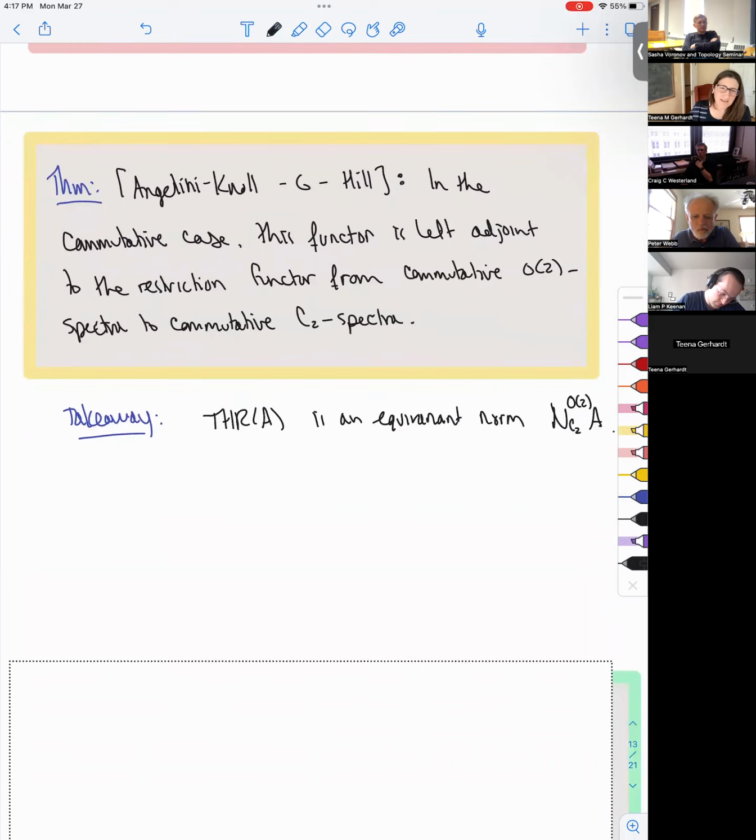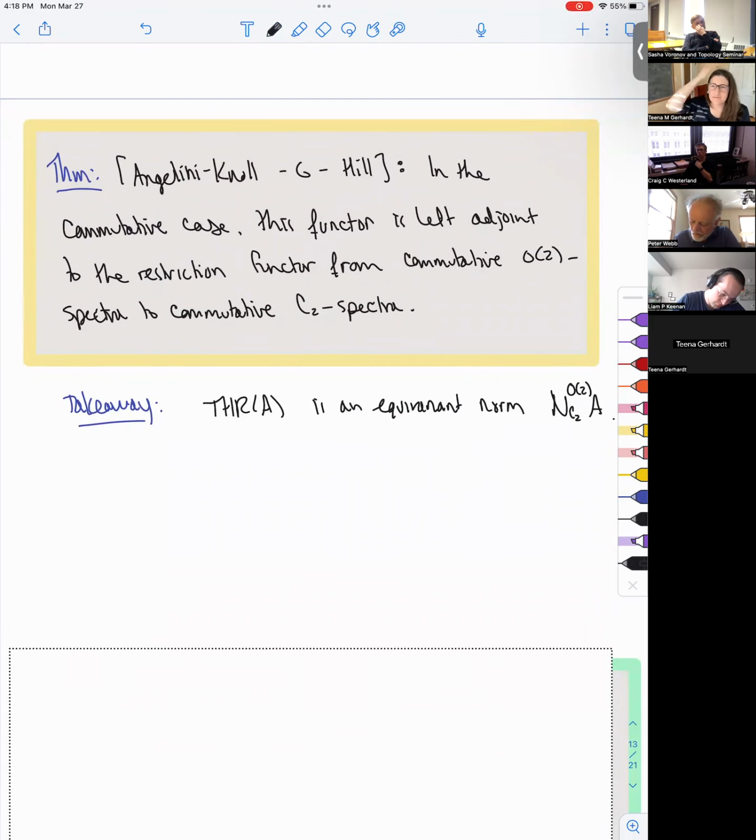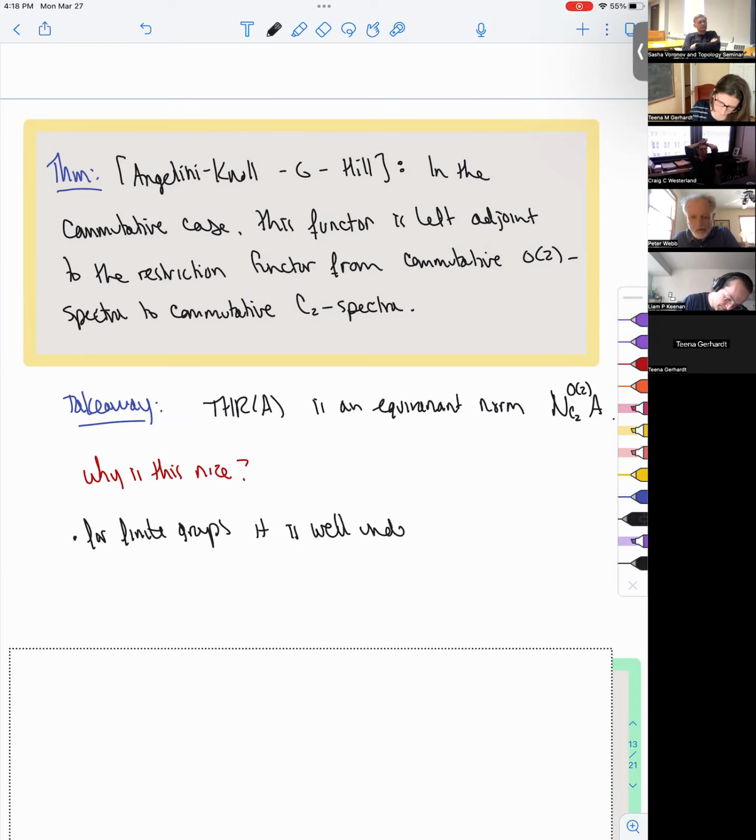And why is it nice to know that? Like, I'm a practical person. I mean, abstractly that's a nice thing to know. But in practice, why is it nice to know that real topological Hochschild homology is an equivariant norm? So why is this nice? Well, one reason that it's nice is that for finite groups, it's well understood how restriction and norms interact.